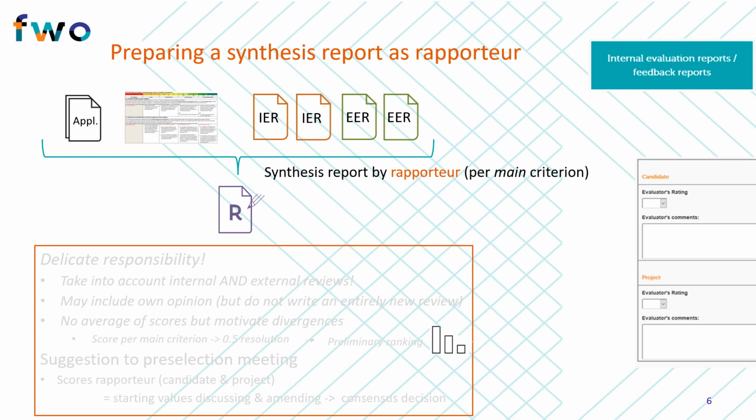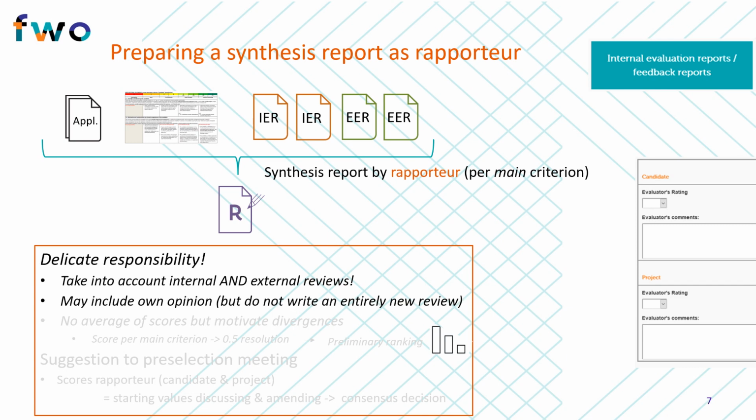In the FWO portal, you will find a form where you can submit your findings with respect to the quality of the application. Please note that at this stage, only the two main criteria, being the candidate and the project, are to be scored with a thorough motivation. However, we expect that your assessment incorporates all initial sub-criteria in a holistic way.